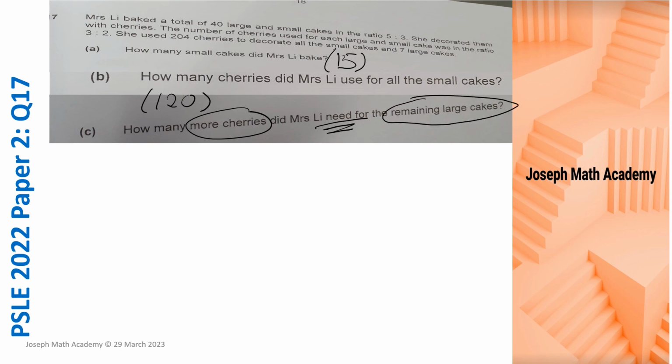Now, in our main question, we know that she used cherries on 7 large cakes. We settled this a long time ago in part B. So we want to find out how many more cherries Mrs. Lee needed for the remaining large ones. It means there are some more large cakes, not mentioned. So we are helping Mrs. Lee to find out.